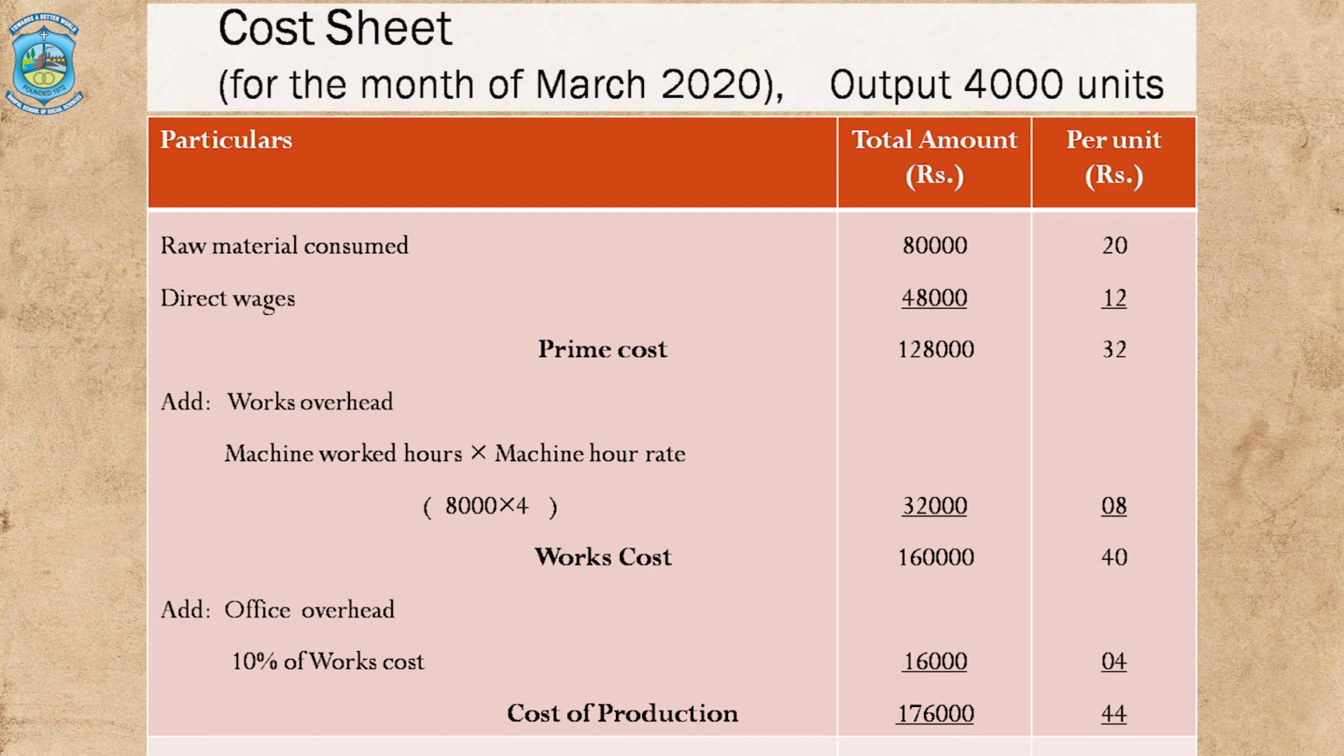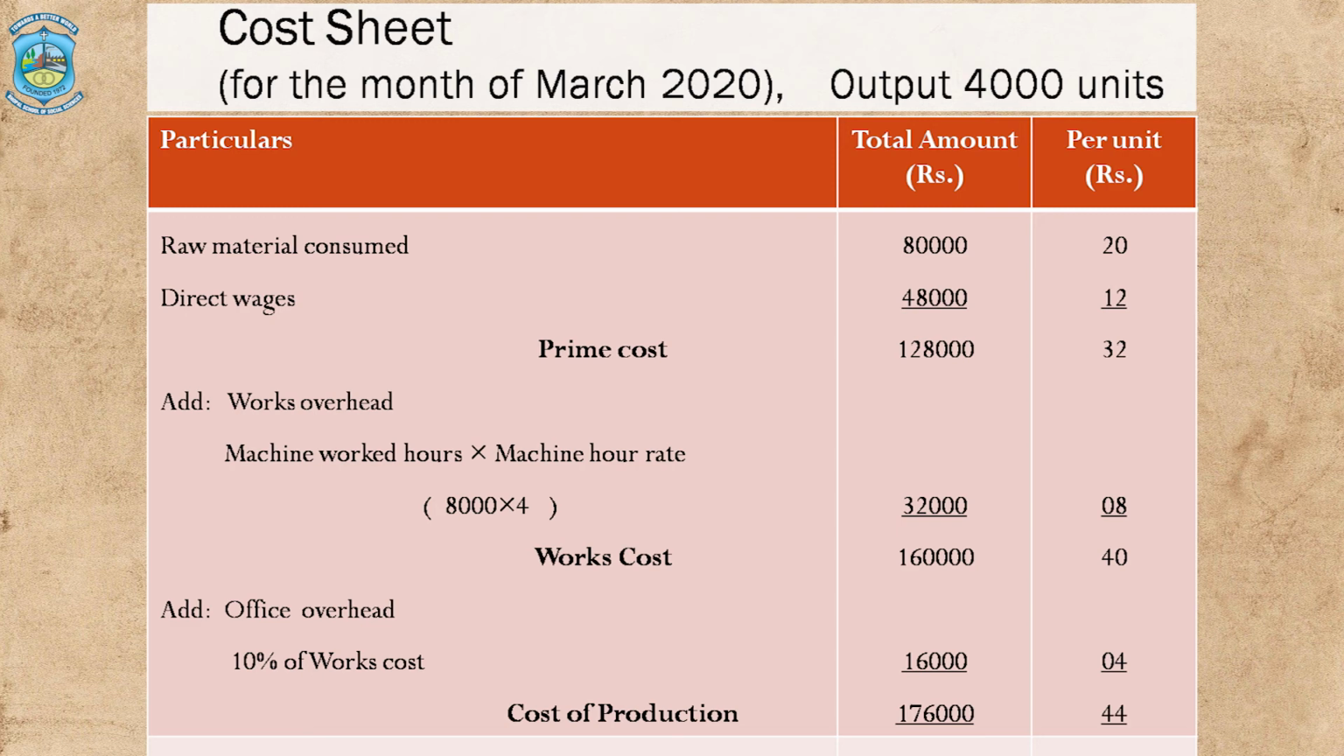To prime cost we have to add works overhead, which is given in the question: total number of hours worked 8,000 and the rate per hour is 4 rupees. So, we have to multiply it. 8,000 is multiplied by 4 to know the factory expenses. When 8,000 is multiplied by 4, we will have 32,000 rupees in total. This 32,000 rupees is divided by 4,000 units to get works overhead per unit, that comes to 8 rupees. When we add 32,000 to 1,28,000, we get works cost. So, works cost is 1,60,000 in total and per unit is 40 rupees.